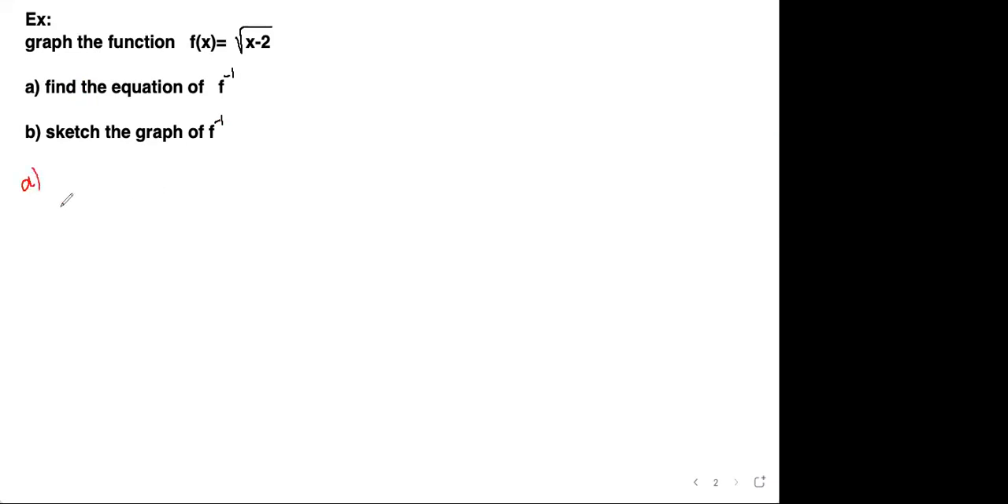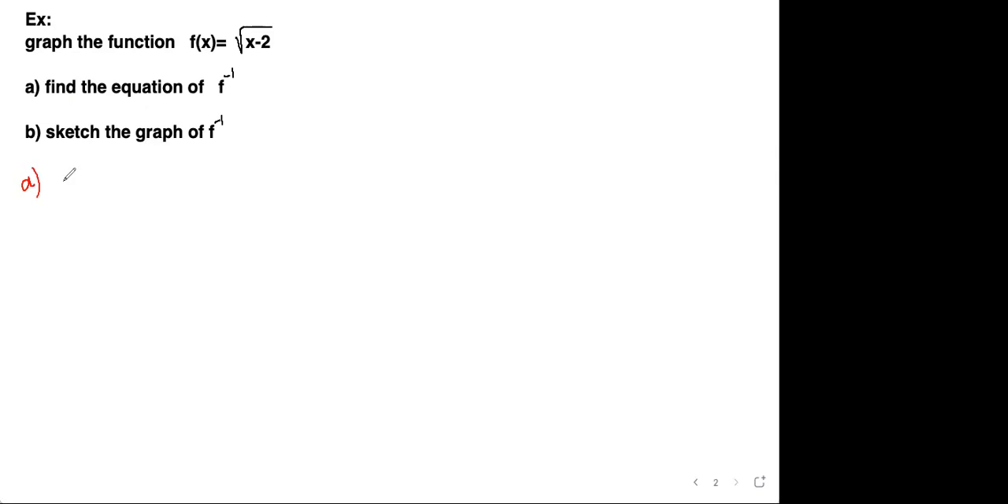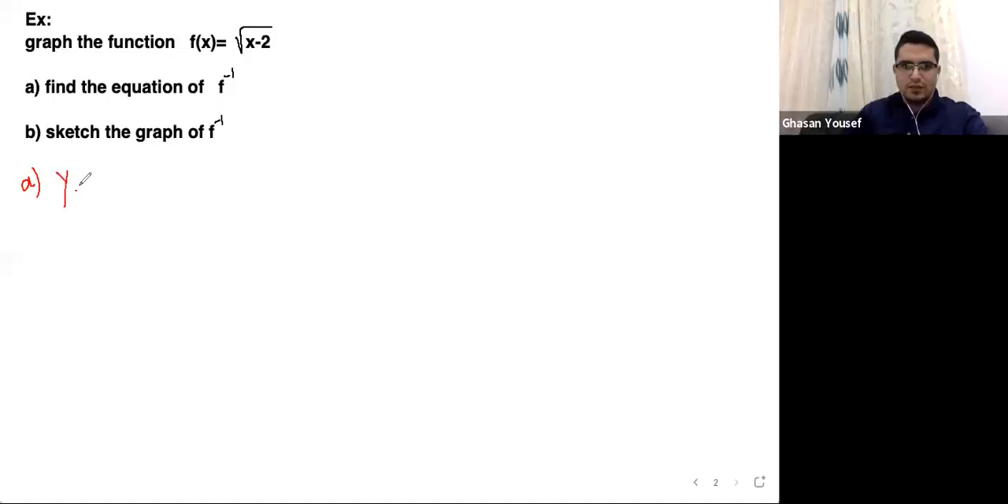Would anyone like to do the first part? It's going to be y is equal to root over x minus 2. Yes, exactly. So y equals the square root of x minus 2. Okay. Second step, this is the first step.